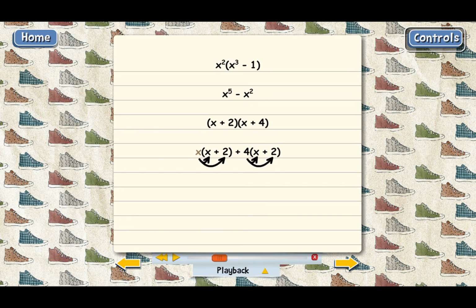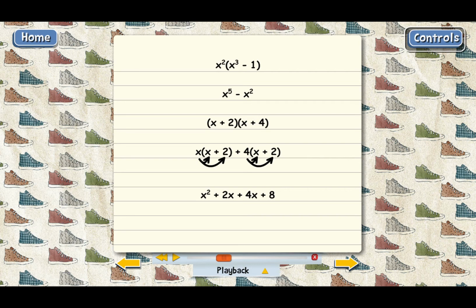We need to take this x here and multiply it by the first x. What does x times x equal? Yes. And then now we take x times 2. What's that? You got it. And then over here we need to distribute the 4. What's 4 times x? Yes. And then 4 times 2, what does that equal? That's right. And now we have x squared plus 2x plus 4x plus 8.